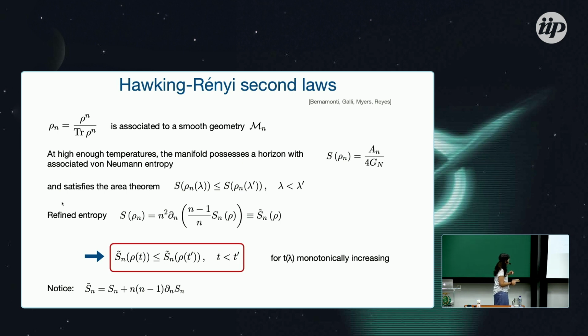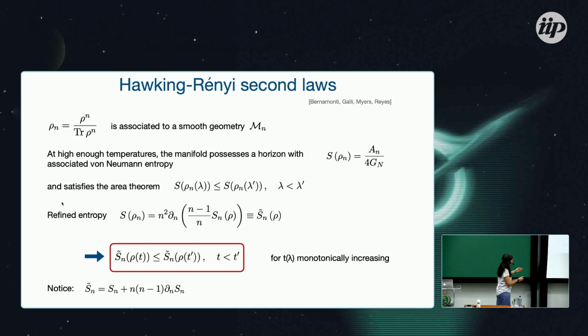So this is to say that just by looking at the replica manifold black hole and its second law, we can derive another set of constraints. This is again a one-parameter family of constraints, which is given by the monotonicity of refined entropy, and which we distinguish from the other laws, because in general they are different. Renyi entropy and refined entropy are only equal for n equal 1, as they should, and n equal 0, but in general differ.